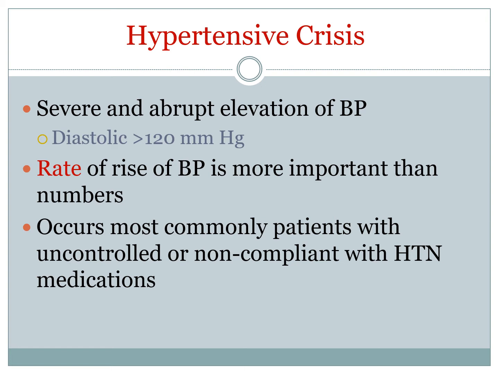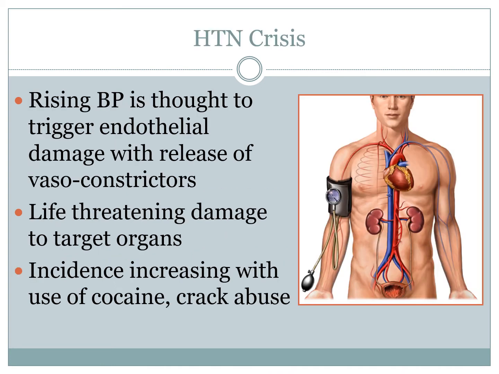It most often occurs in patients with uncontrolled hypertension or in patients who are non-compliant with their antihypertensive medications. This is the pathophysiology of what they believe causes hypertensive crisis. It's thought to be due to endothelial damage, which triggers the release of vasoconstrictors. Hypertensive crisis can be life-threatening because of the damage to target organs.